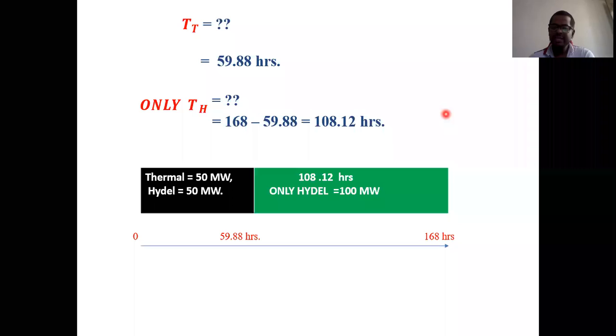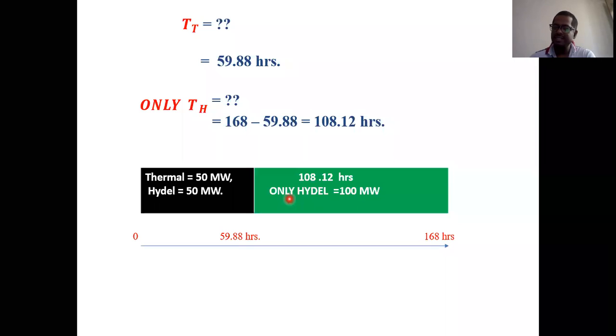algorithm 1. But you may think that it may not be possible, especially in India, because here the hydel power plant is producing 100 megawatts from 59.88 to 168 hours. Throughout the time period from 0 to 168 hours, the hydel power plant is in operating condition. But in India, we give a lot of importance to the thermal power plant. Thermal power generation is far more when compared to hydel power generation. So this type of problem may not be possible in India. But in some countries such as Norway and Switzerland, this problem may be possible.